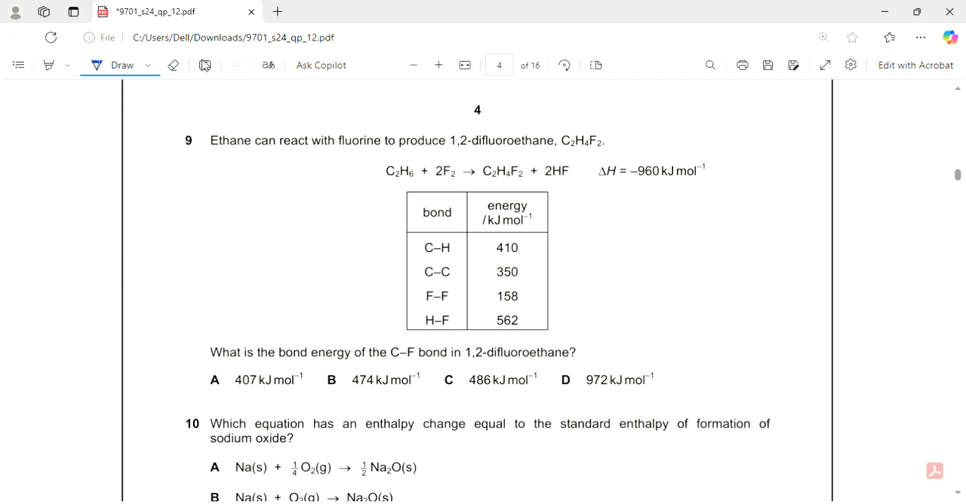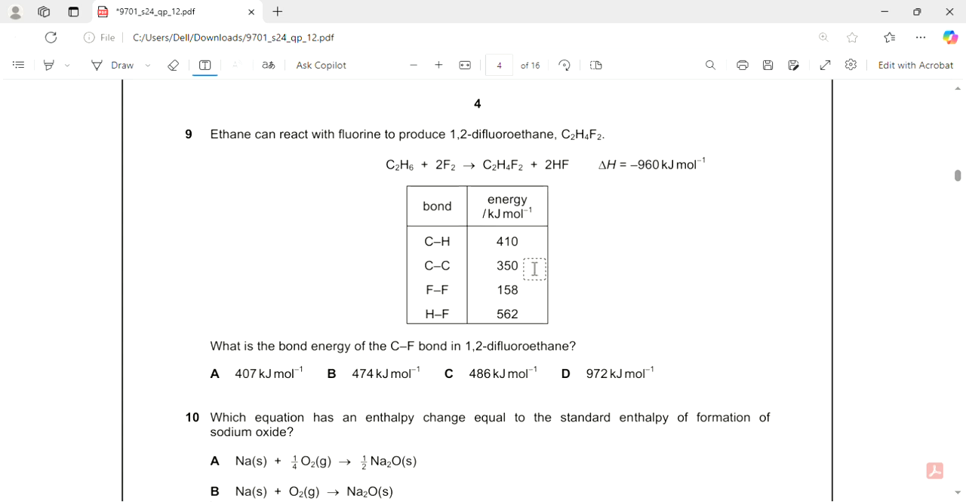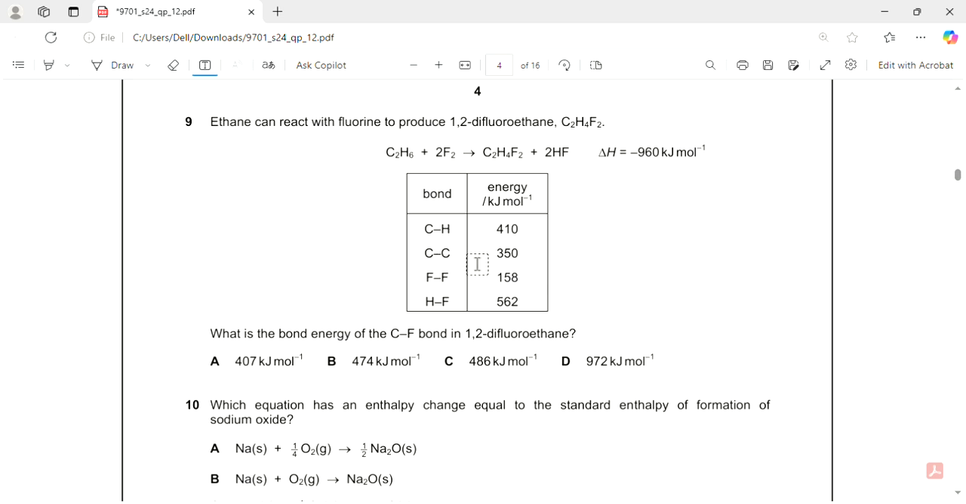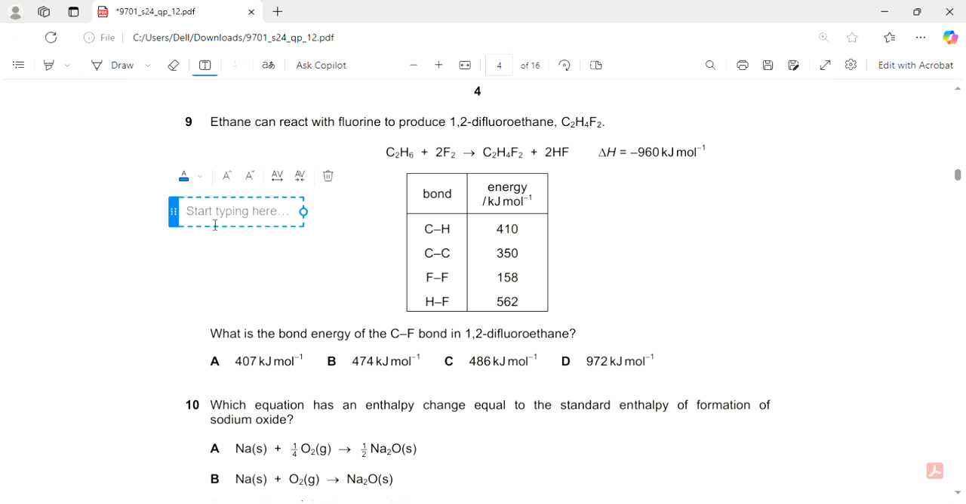Ethane can react with fluorine to produce 1,2-difluoroethane. We can see here, and this is an exothermic reaction because the negative sign indicates that the reaction is exothermic. There are bond energies of CH, CC, FF, and HF. So what is the bond energy of the CF bond in 1,2-difluoroethane?